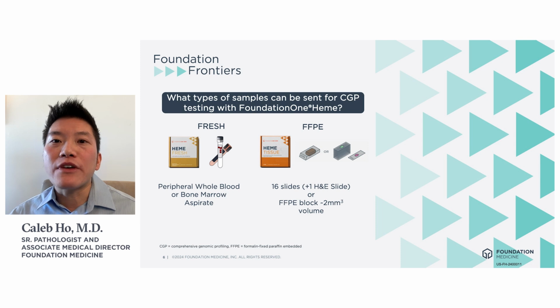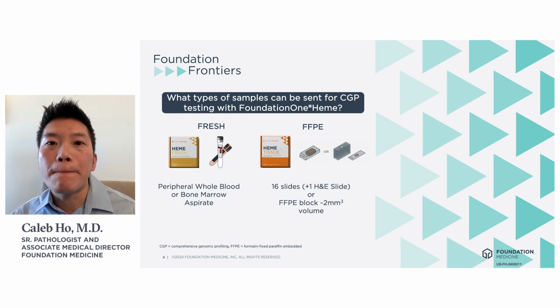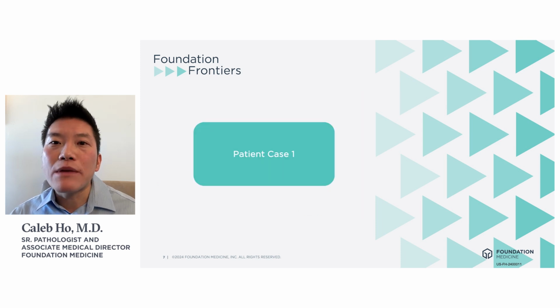There are two types of sample kits that can be used for testing with Foundation One Heme. Peripheral whole blood or bone marrow aspirate samples can be submitted using a HemeFresh kit. DNA and RNA is extracted from the blood sample, meaning from the blood cells. Formalin-fixed paraffin-embedded samples, or FFPE, may be submitted with the Heme tissue kit. In this next segment, we'll discuss a patient case.